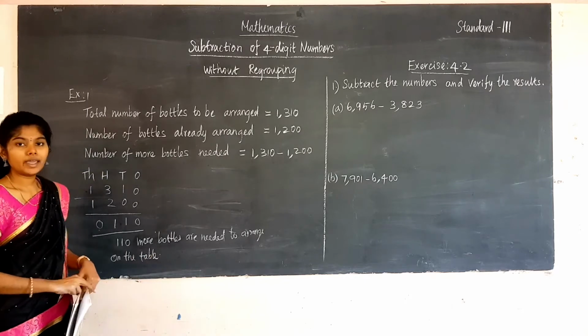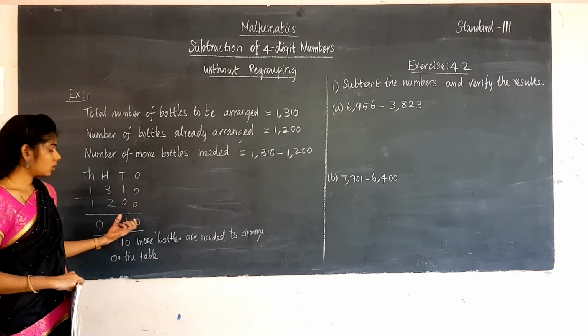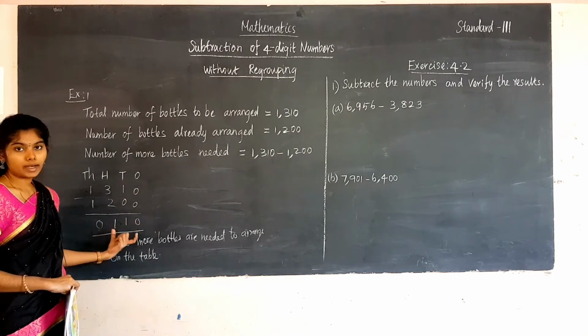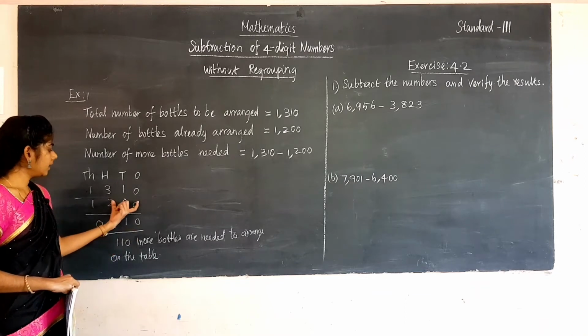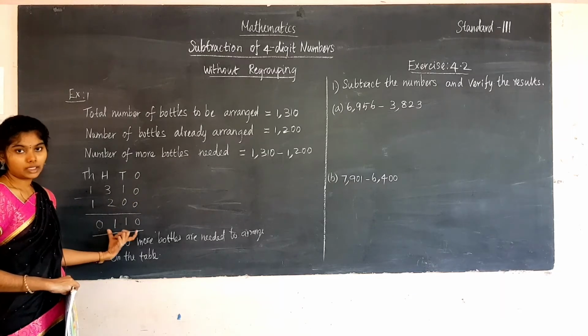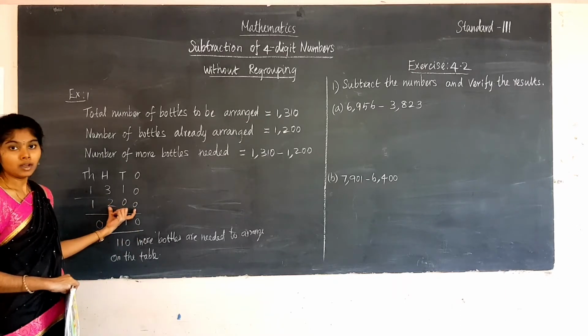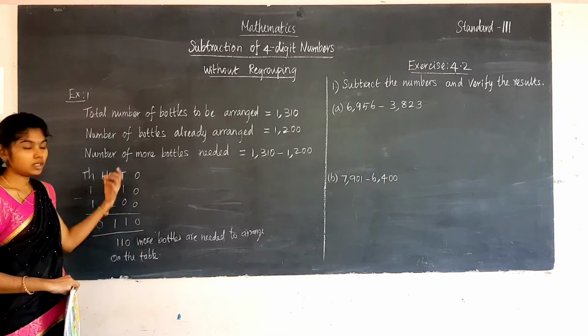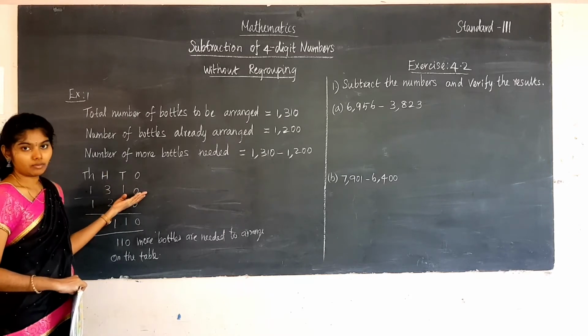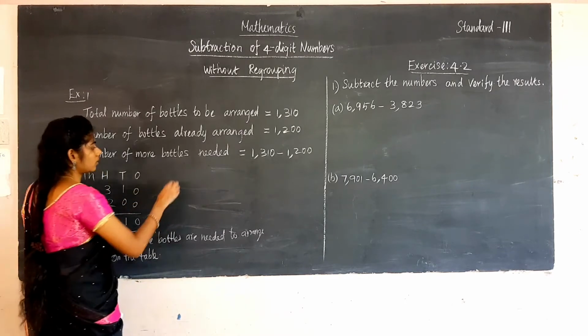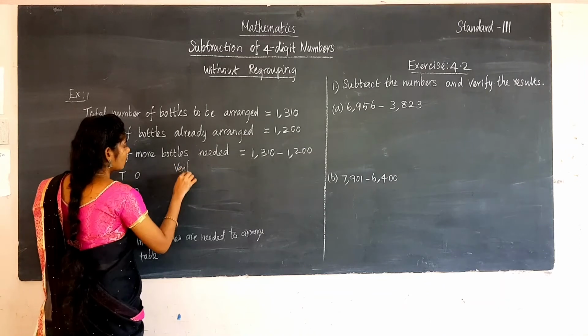So now, how can we verify whether the number we have found is right or wrong? To find that answer, we have to add the least number, the answer that we found, and the number given. When you add those numbers, you will get the highest number given here. So we shall verify that.